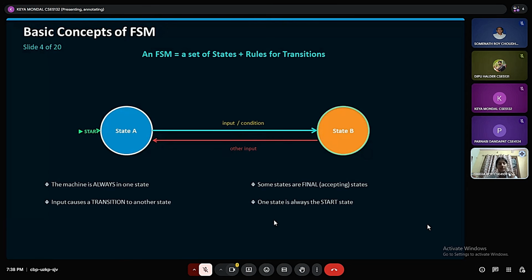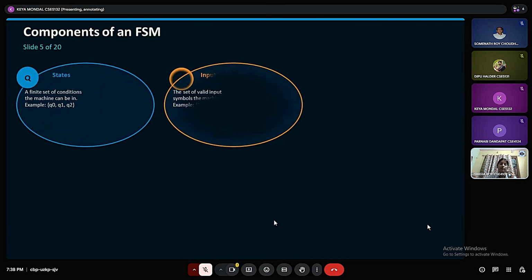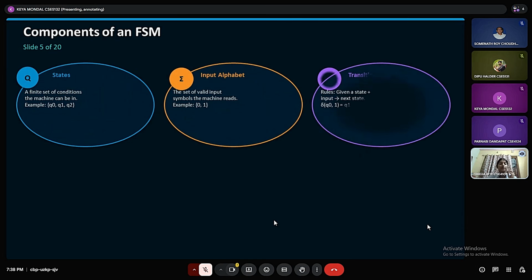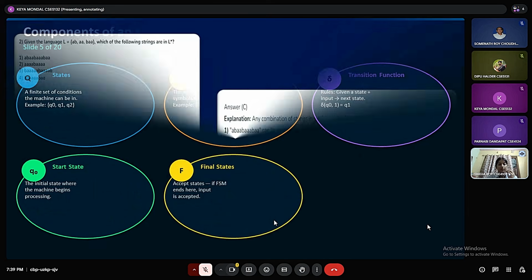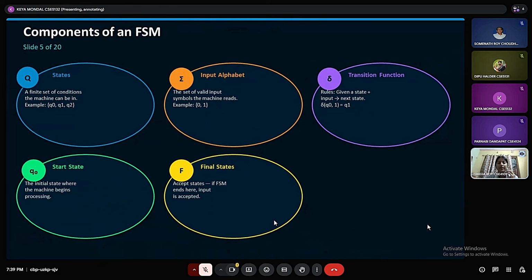Here, please change to the next slide. So components of an FSM can be further divided into states, as we have discussed earlier, input alphabet, transition functions, for example sigma, start state and final state. Final state reached, and here our FSM ends. As it is a finite state machine, our finite state machine ends in the final state.